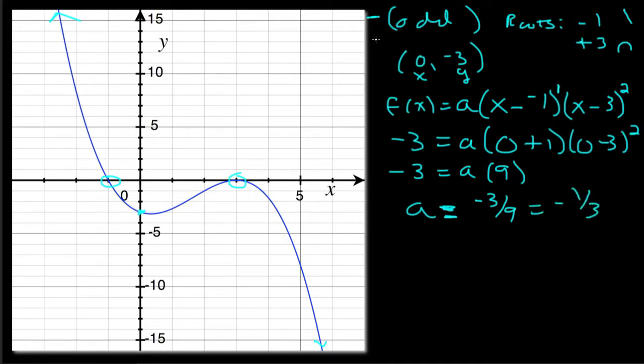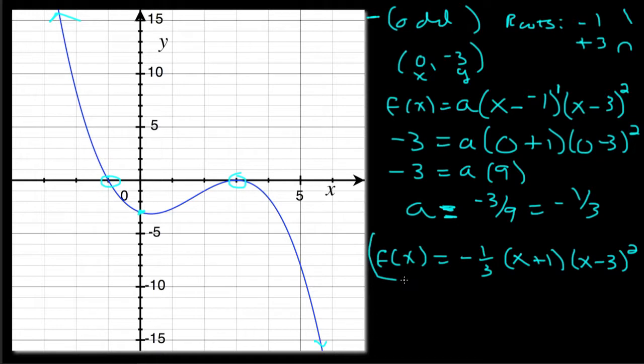So it looks like I took care of everything. My final answer is f of x equals negative 1/3 x plus 1 to the first, x minus 3 squared. My degree, first degree, the squared gives me a total degree of 3. Negative cubic does have end behavior that looks like this. My roots are at negative 1 and positive 3. And if I were to test the y-intercept, I would wind up with a y-intercept of negative 3. So this is one version of an acceptable answer.